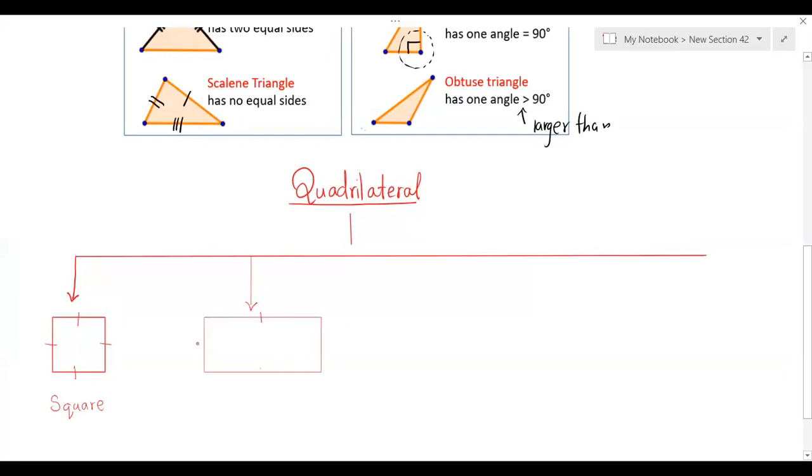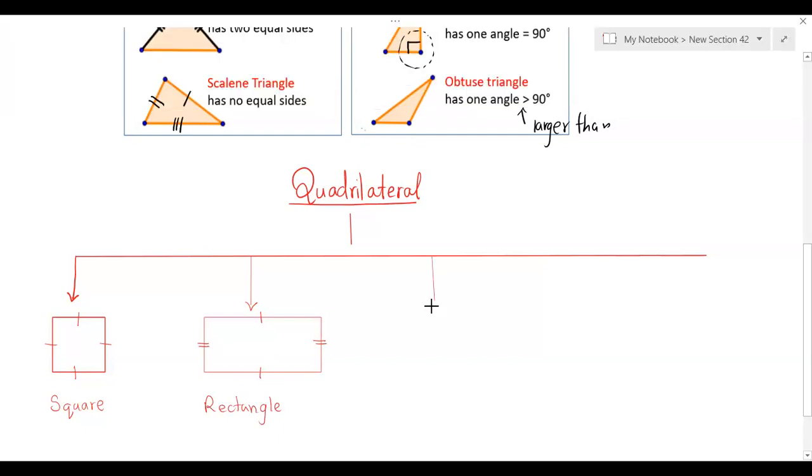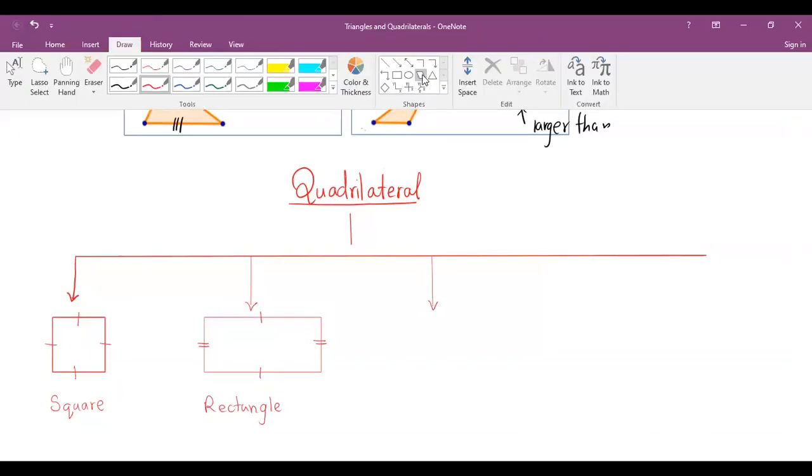Look at here, these two sides are equal and these two sides are equal. To indicate that these two are different in size and these two are different in size, we use different numbers of straight line segments on those different sides. Okay, rectangle. Why do we call these quadrilaterals? Because they have only 4 sides. The other one is parallelogram.